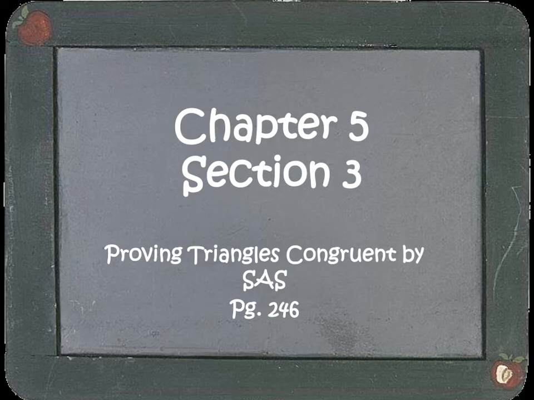So today we're going to cover section 3 from chapter 5. And today we're going to learn our first shortcut for proving triangles congruent. Now, in the lesson that we learned prior to this, in order to prove something was congruent, you had to show every single side and every single angle is congruent. Now, when we start learning these shortcuts, we're only going to have to find 3 pieces of information to show that they're congruent.